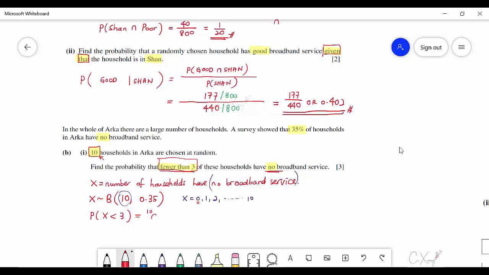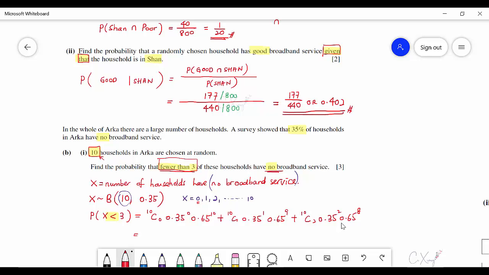So 10C0, 0.35 power 0, 0.65 power 10. Then plus 10C1, 0.35 power 1, 0.65 power 9. And also for 2, 10C2, 0.35 power 2, 0.65 power 8. Because the sign here doesn't include the 3, we should stop at X equals 2.